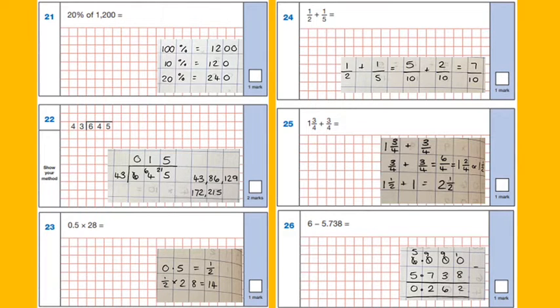So to find 10%, as you can see, going from 100 to 10, I actually get 10 lots smaller. So I have to divide my answer by 10. So 1,200 divided by 10 gives me 120. So if I know that 10% is 120, to find 20%, I just need to find 2 lots of 10%, or double that answer, which would give me the answer 240. Number 22.